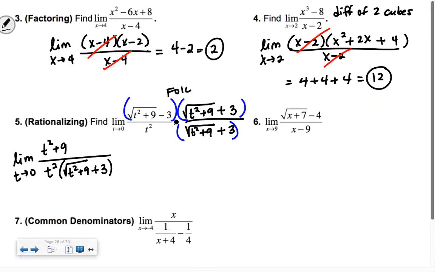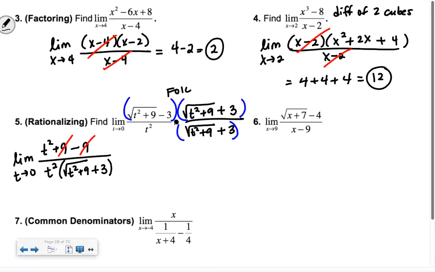Do you guys remember why they cancel? Because I'm multiplying by the conjugate, right? So one will be plus 3 times the square root, and one will be minus 3 times the square root. So they'll go away. And then I have negative 3 times negative 3, which gives me negative 9. If you did this correctly, you will have your part that made it undefined go away.